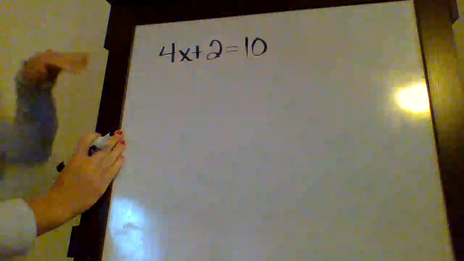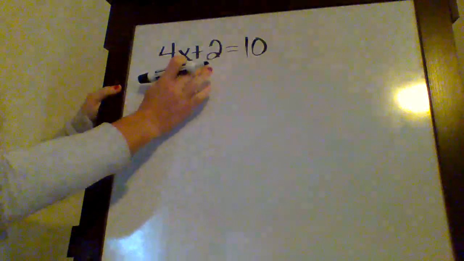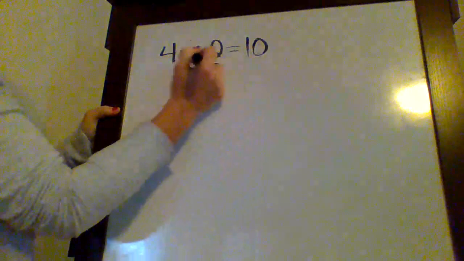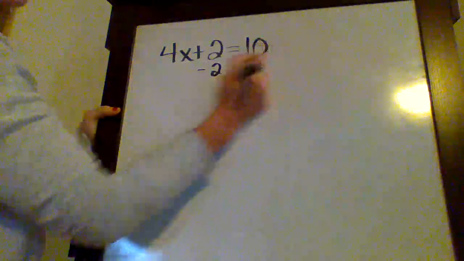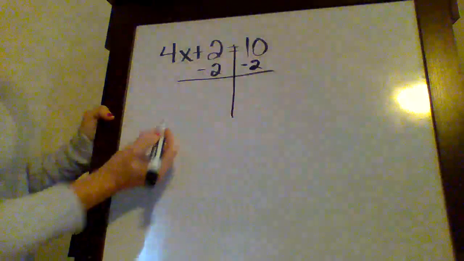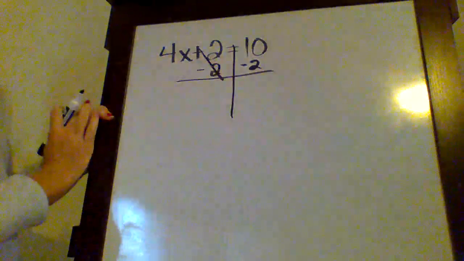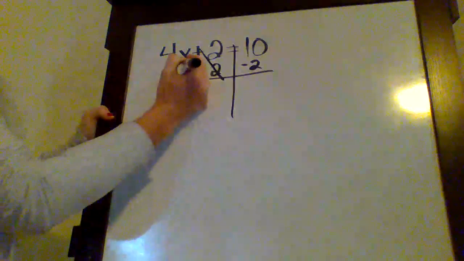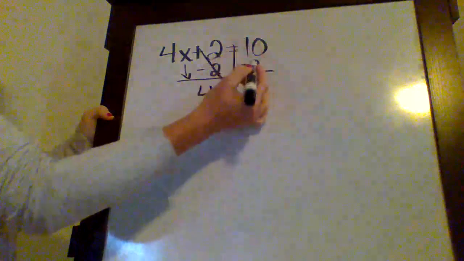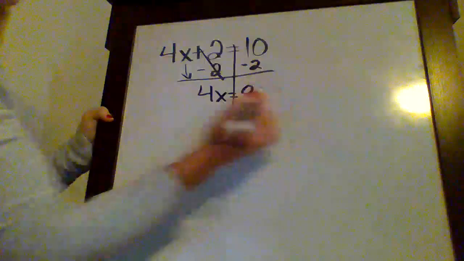The first thing I want to do is get my variable by itself. So I'm going to use inverse operations to move this 2 to the other side. Because it says plus 2, I'm going to subtract 2 from both sides. 2 minus 2 cancels out and gives me 0, so I'm just going to bring down my 4x. 10 minus 2 gives me 8.